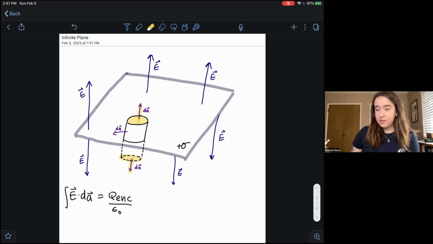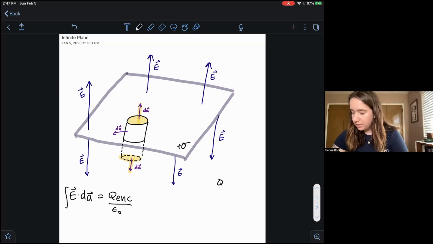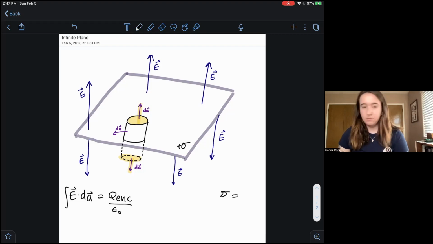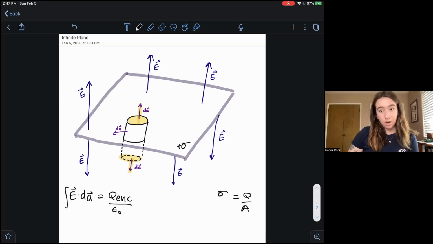So we've already decided that this is going to be our Gaussian surface, a nice cylinder with our dA vectors pointing upwards and downwards and then radiating outwards on the curved edges. So now let's define our Q enclosed. So our Q enclosed, if we remember, let's define our sigma first. So sigma we know is Q over A. So let's just keep that in the back of our mind. So now let's solve this.